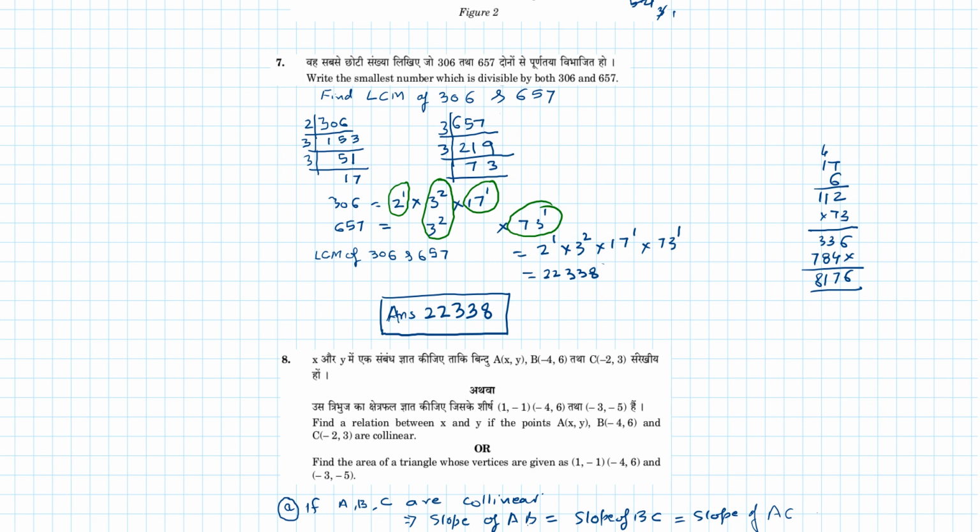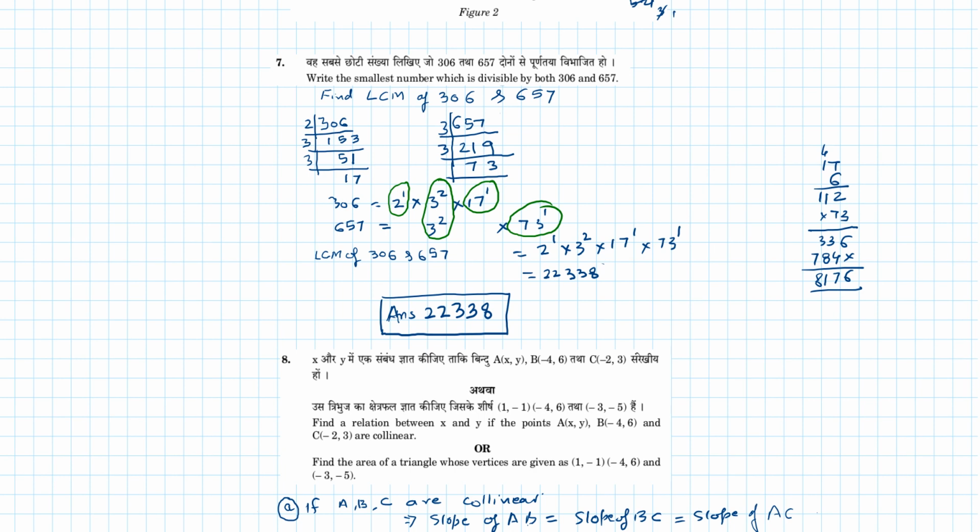So basically we are doing the division by the prime factors. तो पहले हमने क्या किया, 306 का लिया है. So as you can see 2, 153 or 306. Similarly, so basically we are getting the prime factor of number 306 and we are getting the prime factor of 657. So 306 is equal to 2 raised to power 1 into 3 raised to power 2 into 17 raised to power 1. 657 is 3 raised to power 2 into 73 raised to power 1.